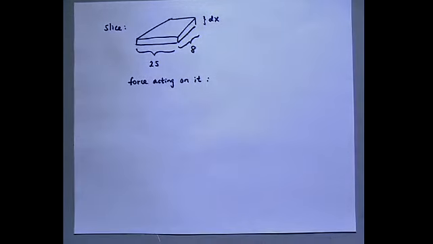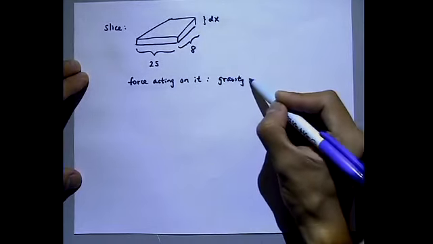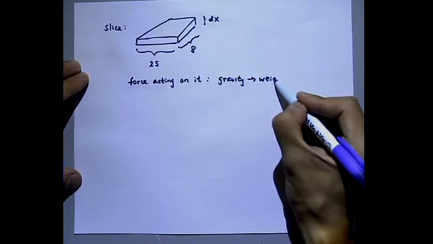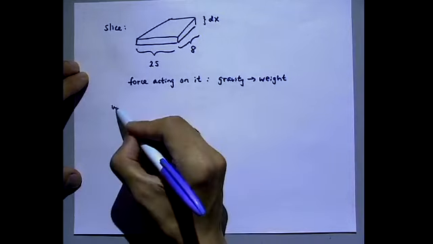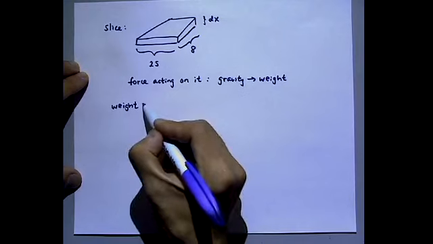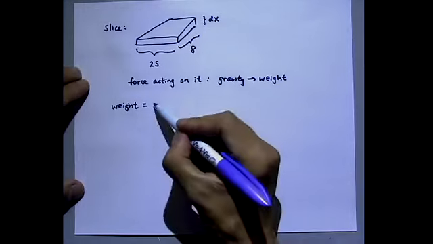And what's the force acting upon that slice? What is it fighting against? Gravity, good. In other words, it's the weight of that slice of water, right? How would you calculate the weight of that rectangular slab? Excellent. Volume times density.